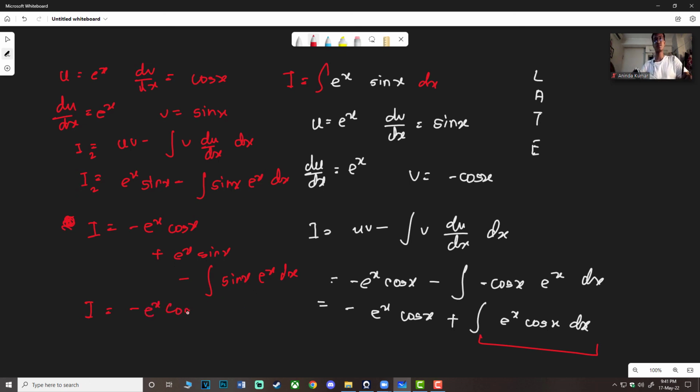I equals minus e to the power x cos x plus e to the power x sin x minus I. From there, we have 2I equals, we take e^x common, so e^x (sin x minus cos x). From there, we have our I equal to 1/2 e to the power x (sin x minus cos x), and since it's an indefinite integration, don't forget to put plus c.